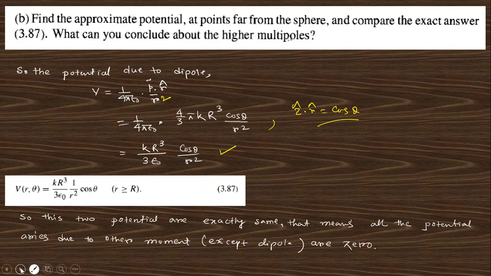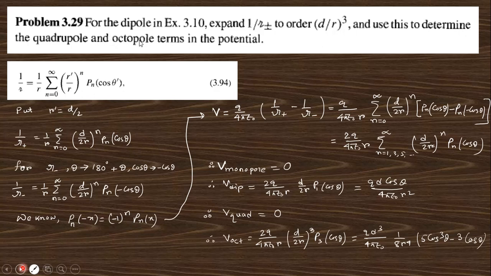Go to the next question. For the dipole in Example 3.10, expand 1/r plus and minus in order of r prime, as assumed, and determine the quadrupole moment and octopole moment in terms of the potential. Okay, so this is the expression for 1/r, equation 3.94. You can see this equation in this book, Introduction to Electrodynamics by D. J. Griffiths.